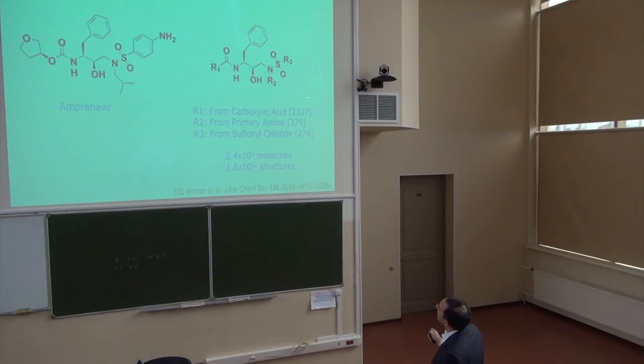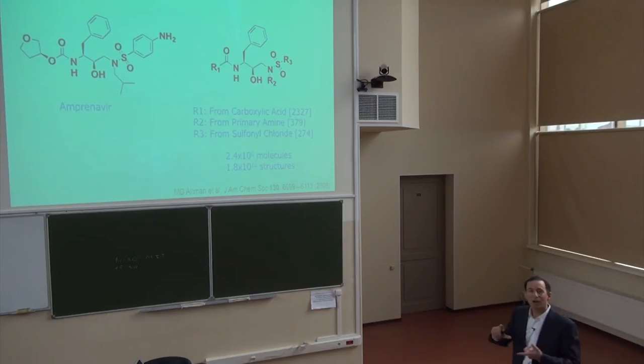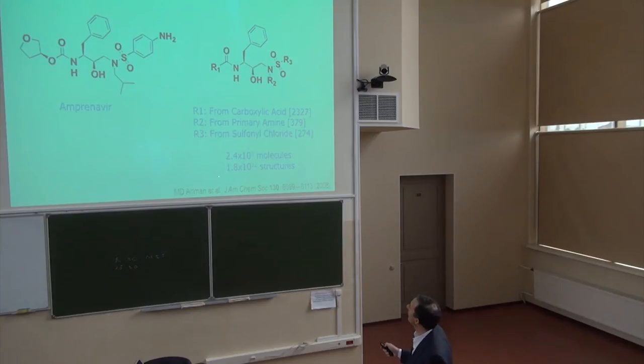So in the synthesis, the R1 group gets introduced from a carboxylic acid. And we went to the libraries and found, you know, the catalogs and found 2,327 carboxylic acids that would be feasible in this reaction. Variability here comes from a primary amine, and we found almost 400 of those. And variability in the last position comes in from a sulfonyl chloride, and we found almost 300 of those. So if you multiply all those together, it's about 250 million molecules. And because of the conformational search that we do, it's about 1/50th of a mole of structures.